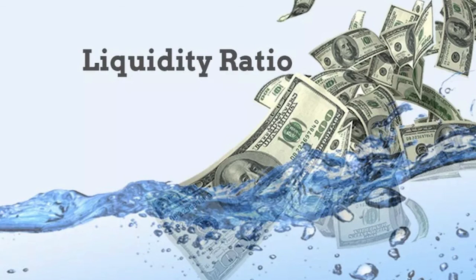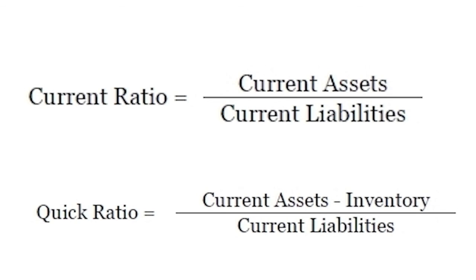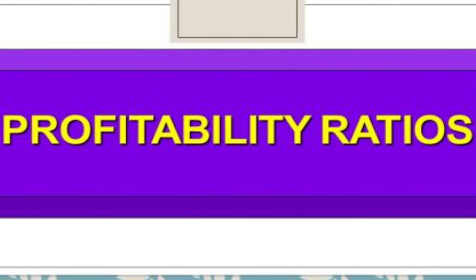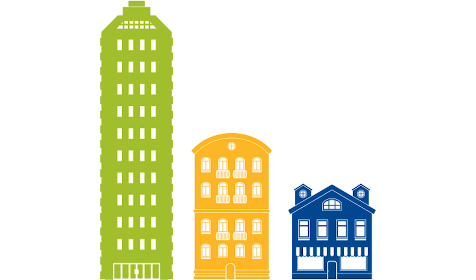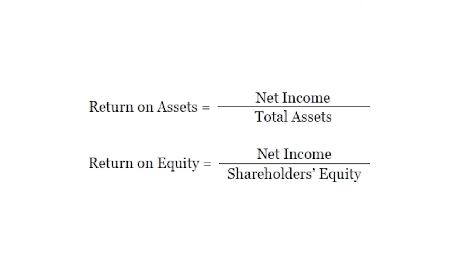Now, here's a simple summary. Liquidity ratios show how easily a company will be able to meet its short-term financial obligations. The two most frequently used liquidity ratios are the current ratio and quick ratio. Profitability ratios seek to analyze how profitable a company is in relation to its size. Return on assets and return on equity are the most important profitability ratios.